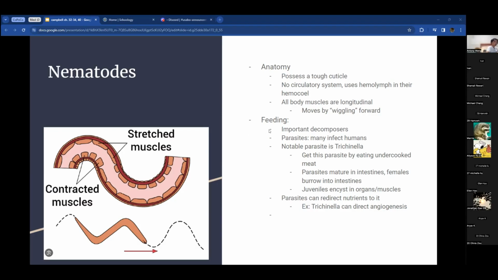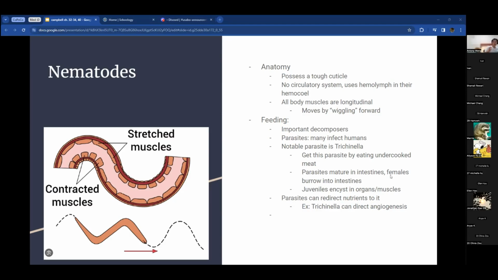If you're going to take away anything from the slide, maybe just know about Trichinella. You can get this parasite by eating undercooked meat. These parasites mature in the intestines. Oh, these are gross. They develop in your intestines, and they burrow into the intestinal wall.